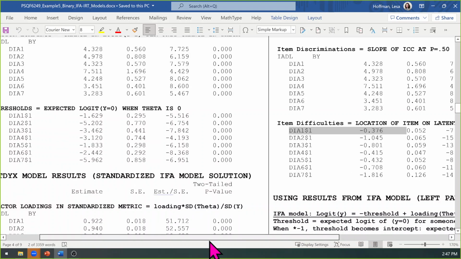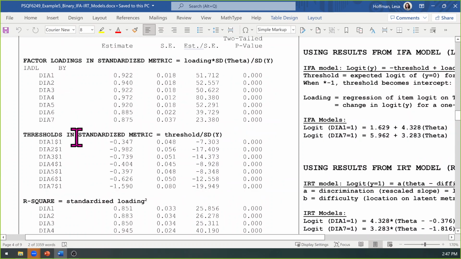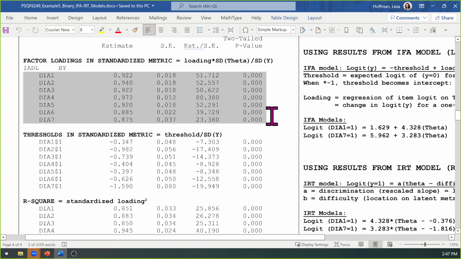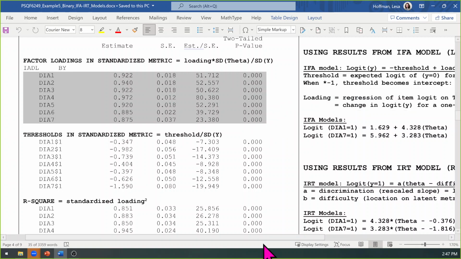Okay, standardized solution is also down here for the loadings and thresholds. You can interpret the standardized loadings in the same way that we did in CFA, but with the caveat, it's like for whom? It's that loading really only holds at the corresponding difficulty level. So we tend not to make as much of a deal out of those.